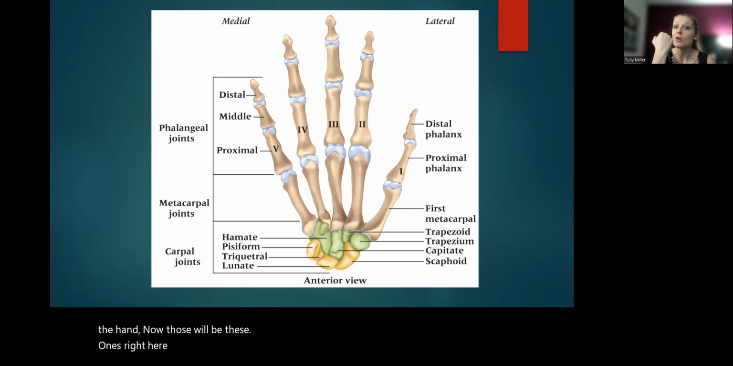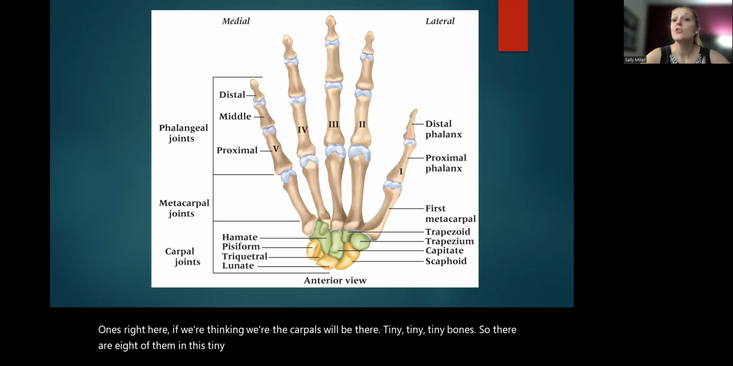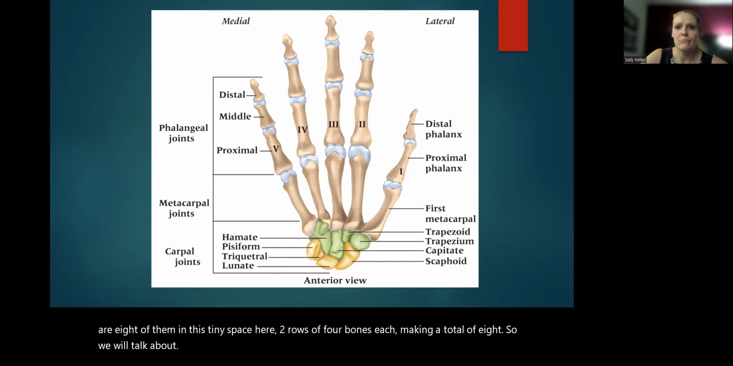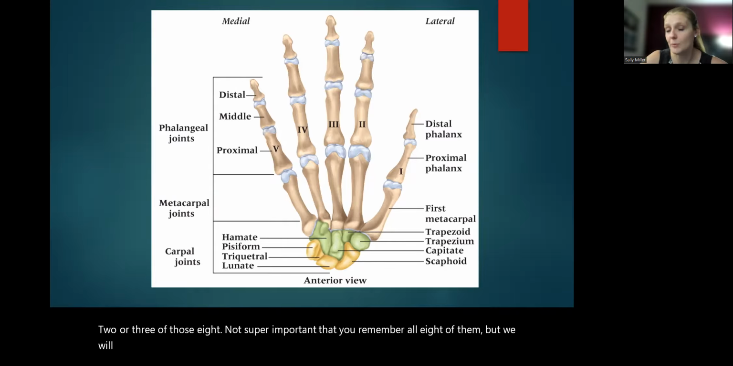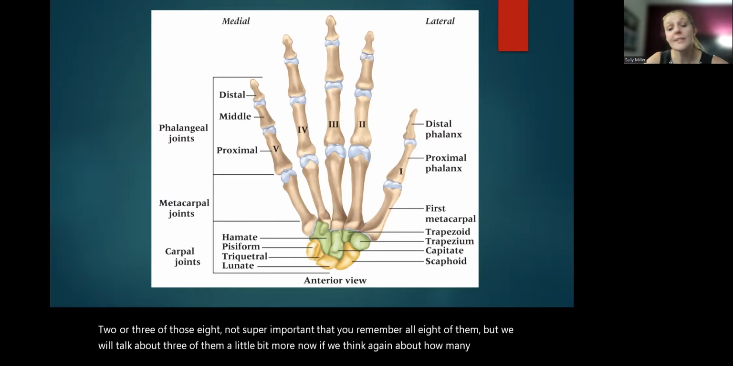If we're thinking where the carpals will be, they are tiny, tiny, tiny bones. So there are 8 of them in this tiny space here, 2 rows of 4 bones each, making a total of 8. So we will talk about 2 or 3 of those 8. Not super important that you remember all 8 of them, but we will talk about 3 of them a little bit more.